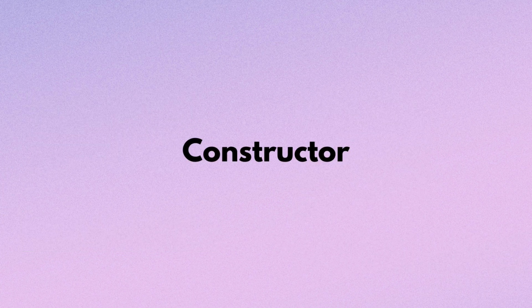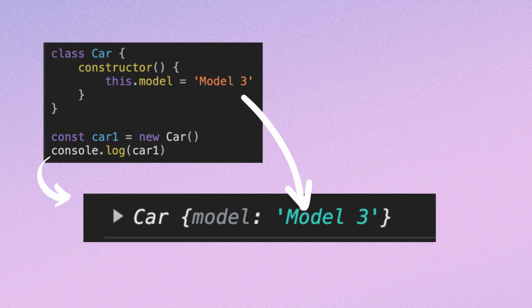Constructor. In a constructor, this simply refers to the object that will be created. It's worth noting that arrow functions, because they don't have their own this, cannot be used as constructors.